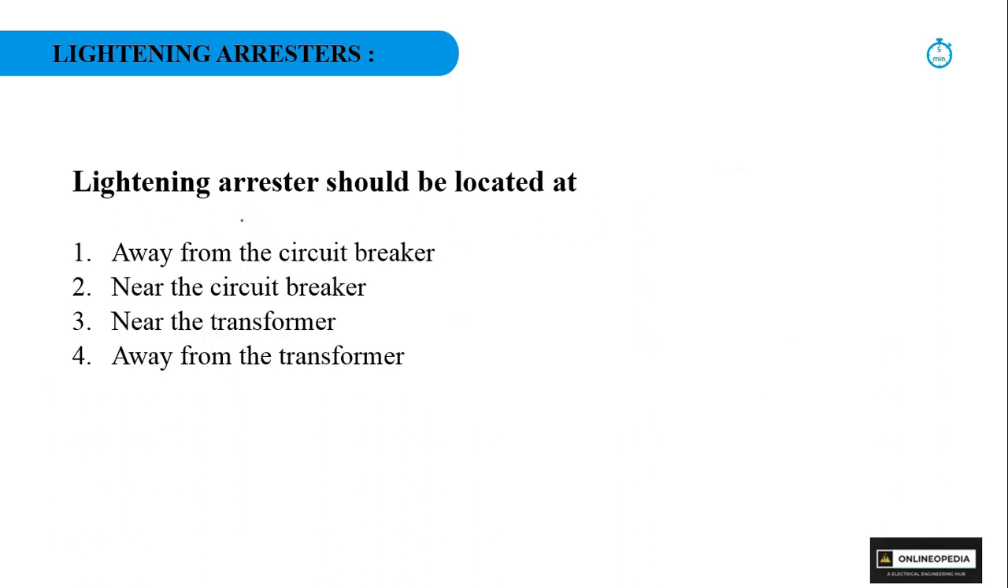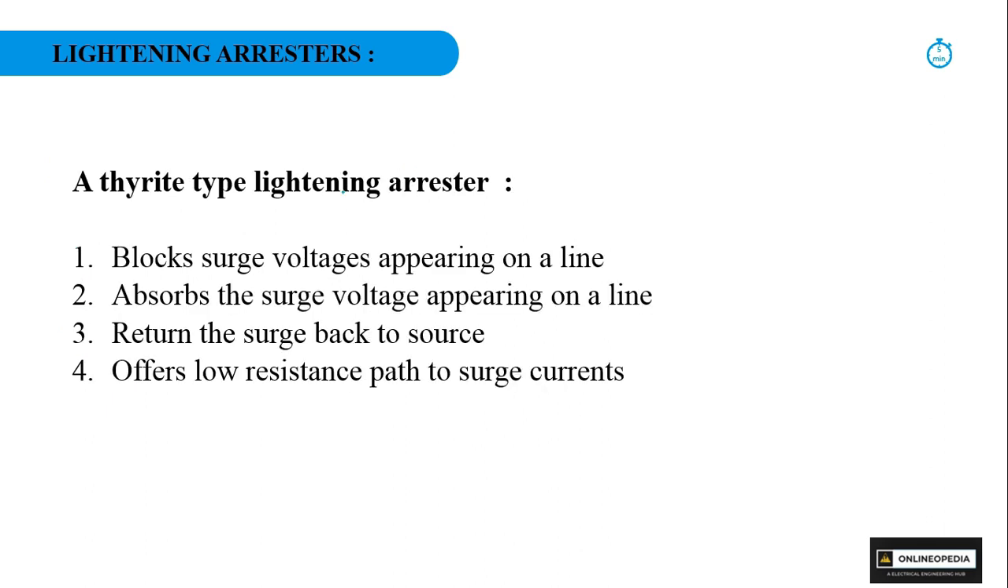Next question: the lightning arrestor should be located at. As lightning arrestors are used to protect equipment, normally it is located near the transformer, as the transformer cost is high. To protect the transformer against lightning, we use a lightning arrestor near the transformer, so option 3. Next question: a thyrite lightning arrestor offers a low resistance path to surge current. Same question.